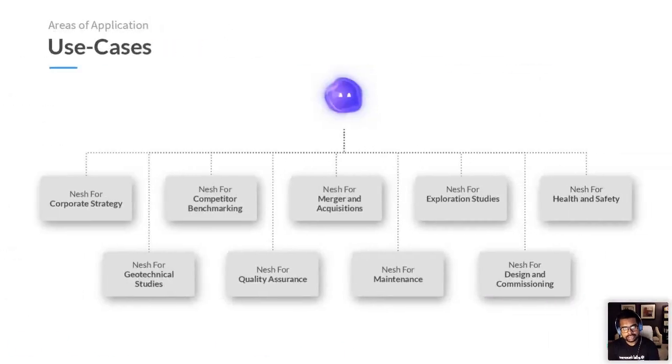And one last thing is some of the areas where we see conversational AI being a good fit. So corporate strategy and competitor benchmarking is one such area. We'll see in a demo what that looks like. But it is a great area for conversational AI, because there's a lot of unstructured data in that space. It is a very good tool for mergers and acquisitions because you're looking at a data room full of data. It can be used for exploration studies, health and safety, geotechnical, quality assurance, maintenance, and design and commissioning.